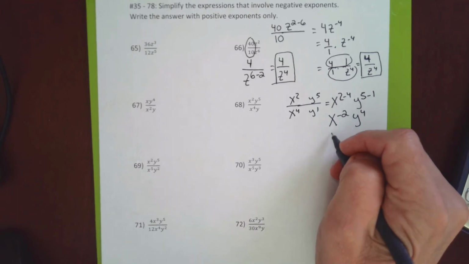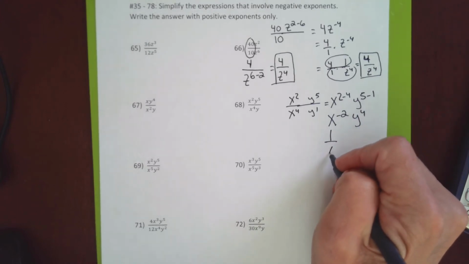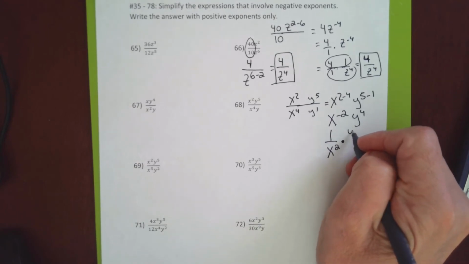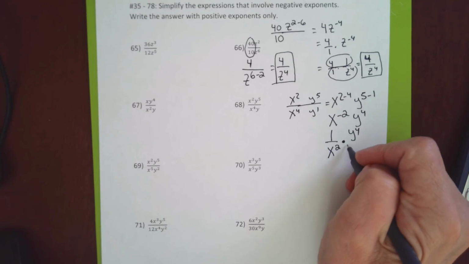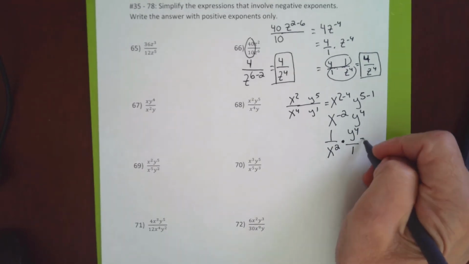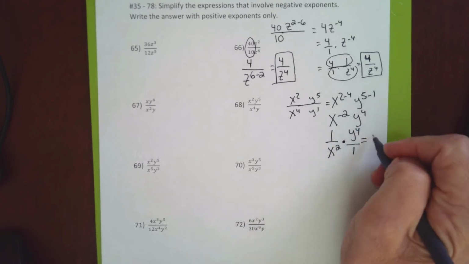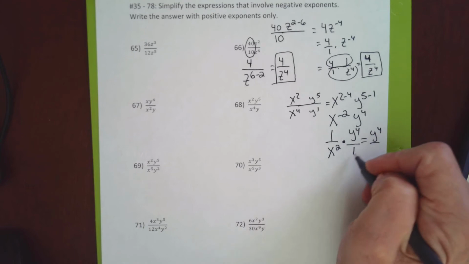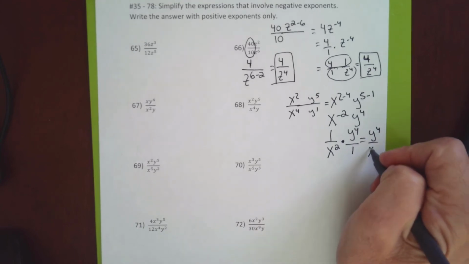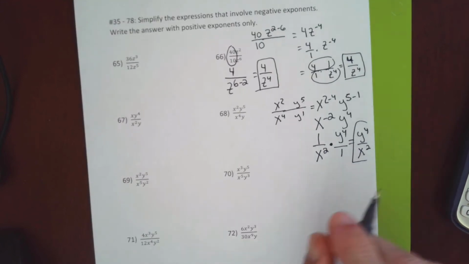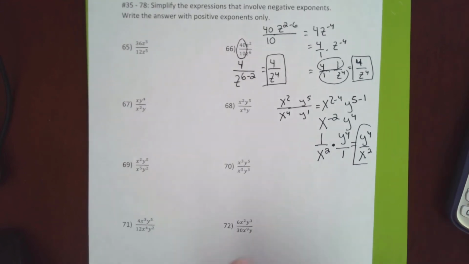The x to the negative 2, I can make a fraction, make it 1 over x squared. The y to the 4th, I can make it a fraction, make it y to the 4th over 1. Now I'm going to multiply across the numerator. 1 times y to the 4th is y to the 4th. Multiply across the denominator. x squared times 1 is x squared. That's the proper way to do the problem. It uses the rules exactly how they're intended to be used.